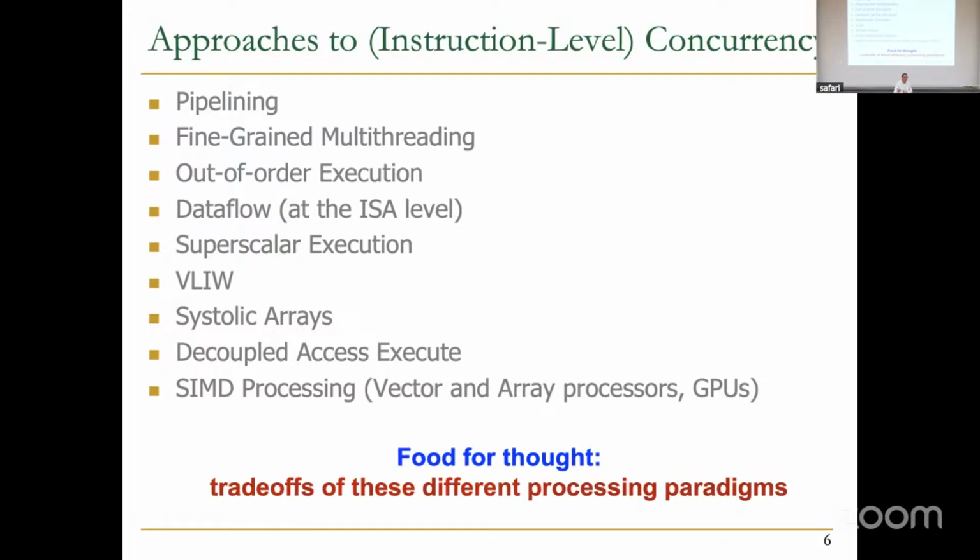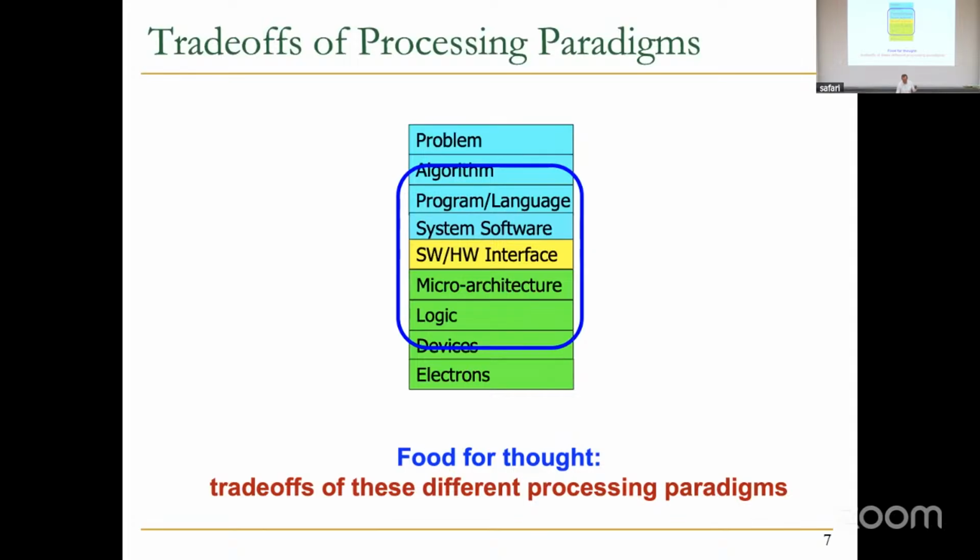It's good to think about the trade-offs of these processing paradigms. I kind of finished the last lecture with that, right? Systolic arrays versus GPUs versus FPGAs potentially. So it's good to think about that. And some of these paradigms cross across the layers. Like GPUs, for example, have programming as well as execution parts.